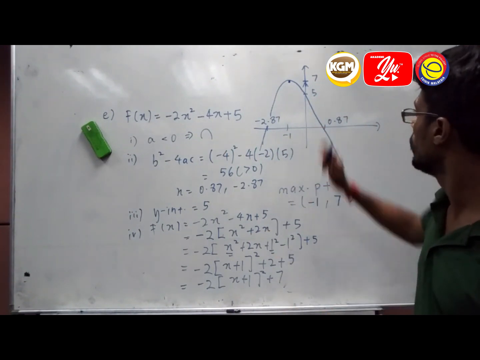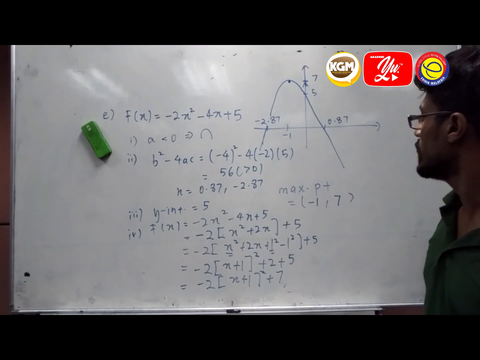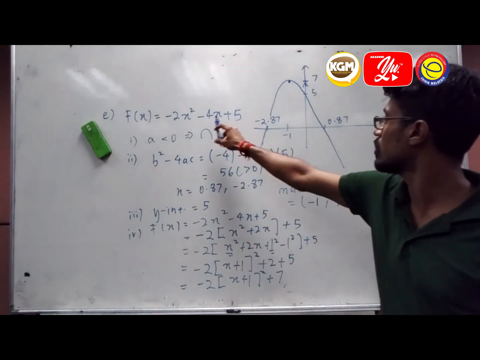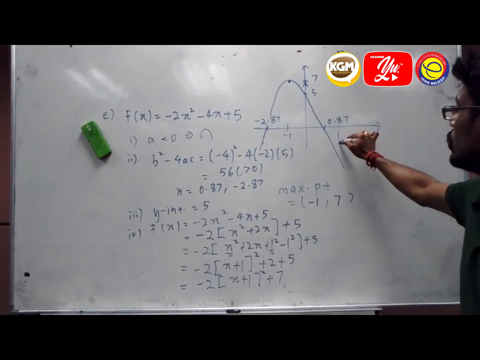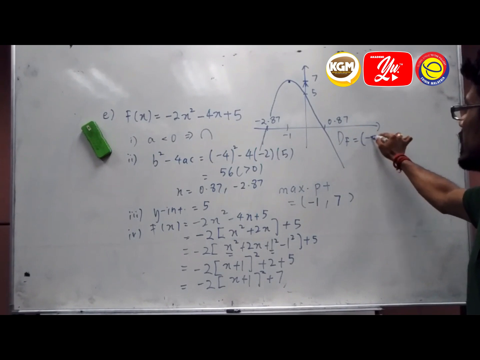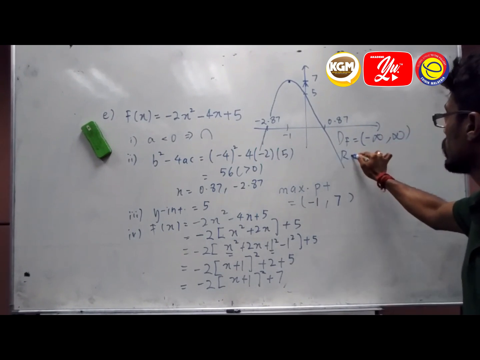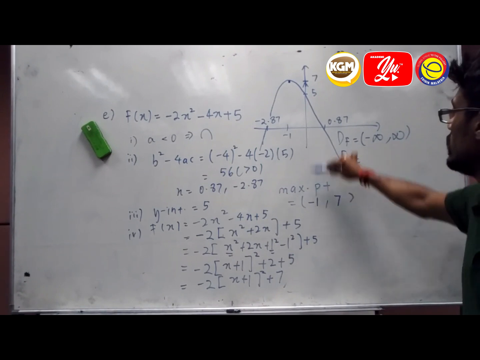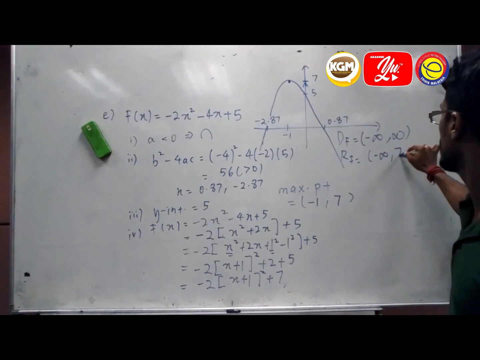Okay, so for completeness again, we can go and tell what is the domain and range. So the domain, as you can see here, the graph exists throughout. Okay, so I can tell the domain is going to be -infinity to infinity, and the range always from the lowest value -infinity to the highest value, which is 7.